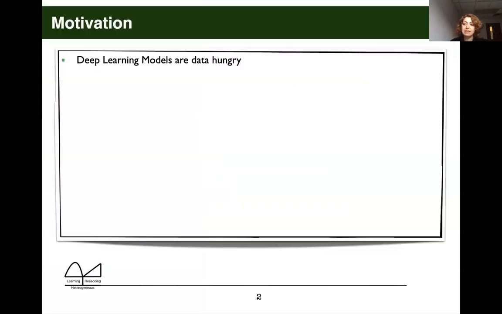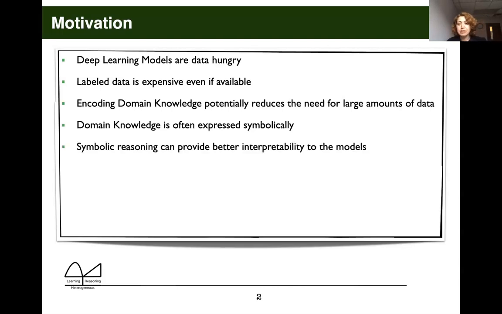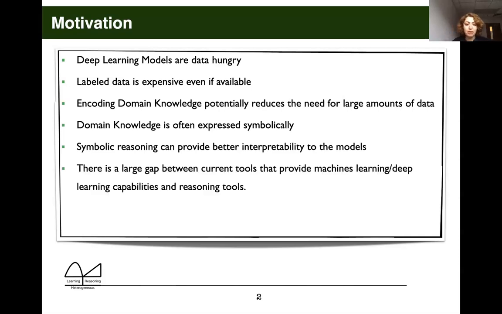The motivation is that deep learning models nowadays are data hungry, and we need large amounts of annotated data, which is expensive. But the idea is that directly encoding domain knowledge into deep learning models can reduce the need for large amounts of data. However, domain knowledge is often expressed symbolically, but that is an advantage because this will provide better interpretability to the models.